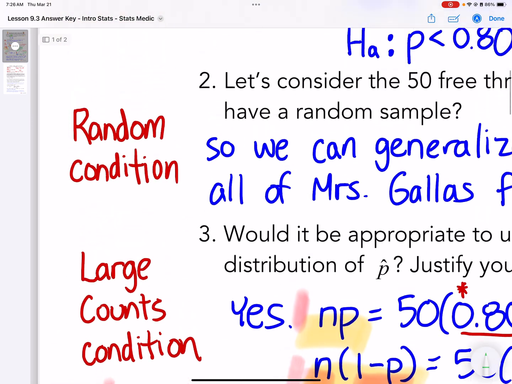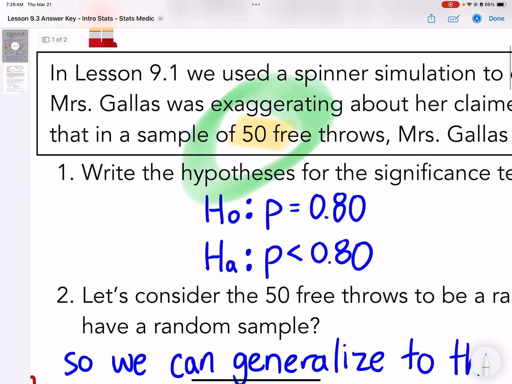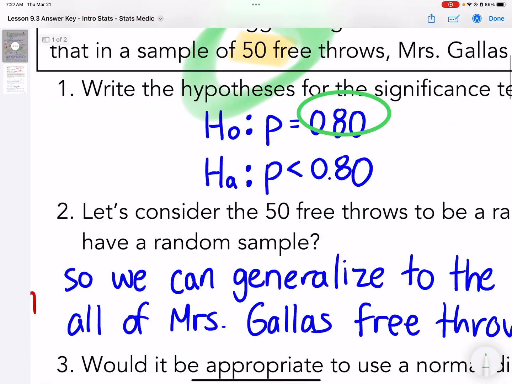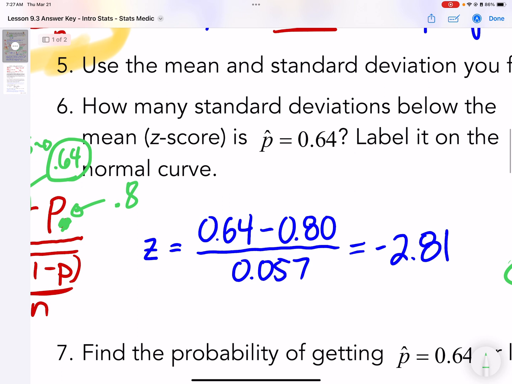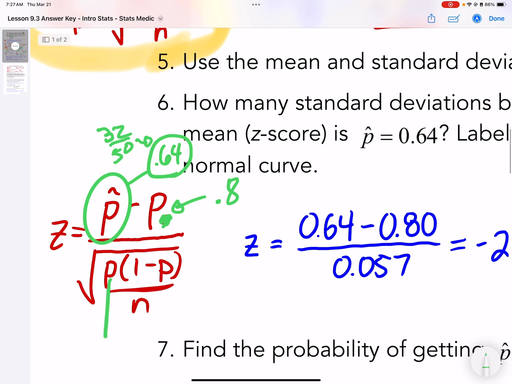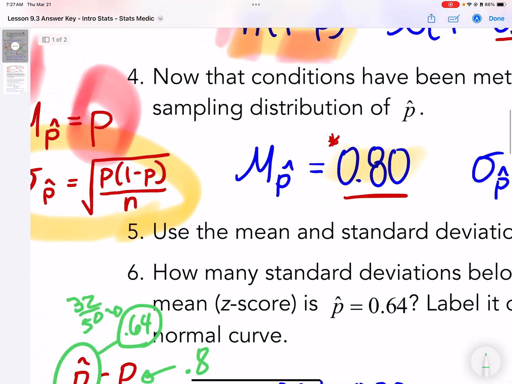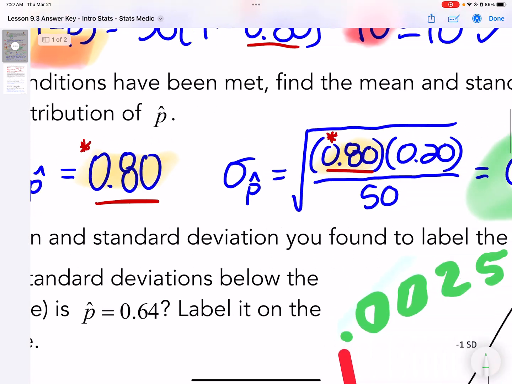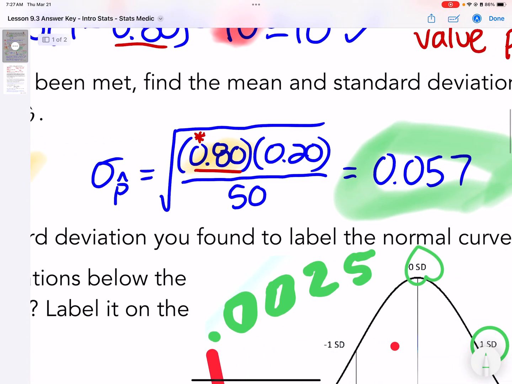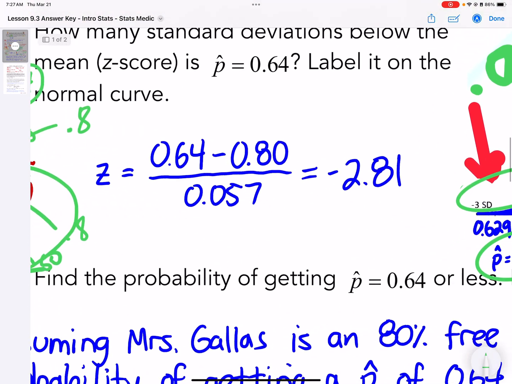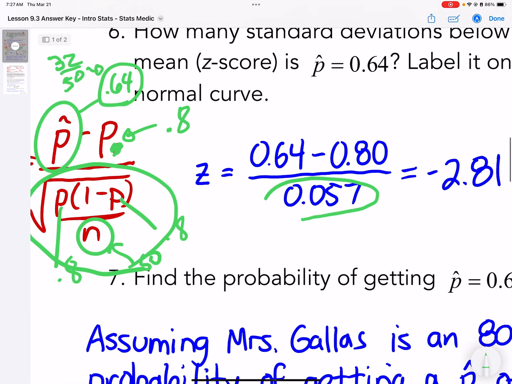Let's remind you where that was from. That's just this, okay? And then of course there's p again, which is 0.8, and p again, which is 0.8. And the n, remember, how big is my sample? That was 50. Now, we already calculated this from the previous problem, where we got 0.8 times 0.2 over 50, which was 0.057. And that's where this comes in right here.